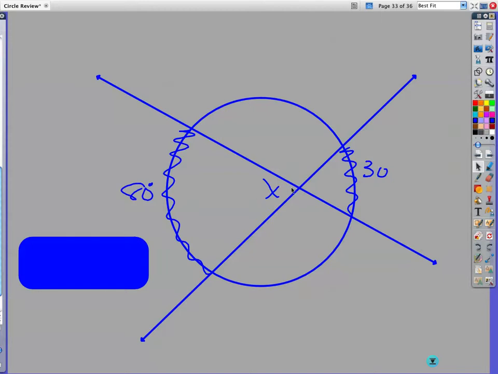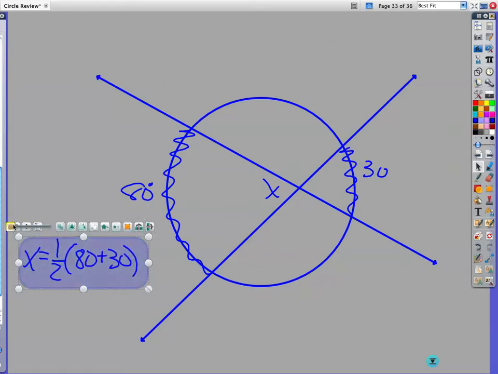Okay, this is the one that I think everybody's going to forget. You have an angle in here, we have an arc and an arc. We want to figure out what the angle is. This time, we are adding our two arcs together and dividing by 2. So 80 plus 30, take it times 1/2, that gives you your angle in the middle.